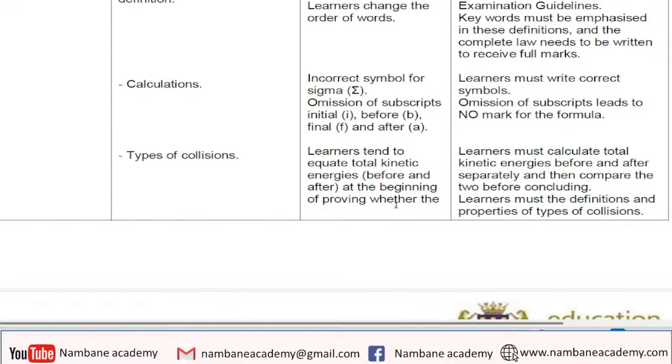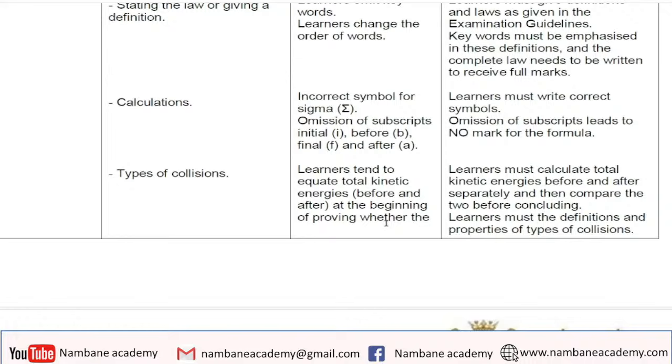Then when it comes to the type of collisions, we have elastic and inelastic. We must know the difference between the two. But whenever we are to prove whether the collision is elastic or inelastic, please do not start by equating the two total kinetic energies. You must first calculate total kinetic energy before on the side. Then calculate total kinetic energy after on the side. Before you equate them, you can't start by saying total kinetic energy before is equal to total kinetic energy after.